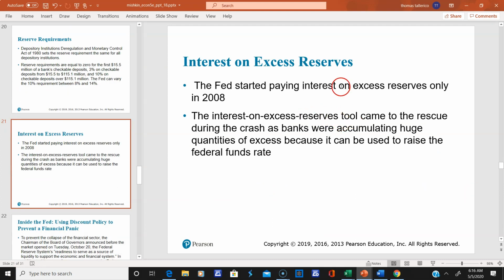So the Fed started paying interest on excess reserves only in 2008 after the main crash, as banks were accumulating huge quantities of excess reserves, because it can be used to raise the Fed funds rate.